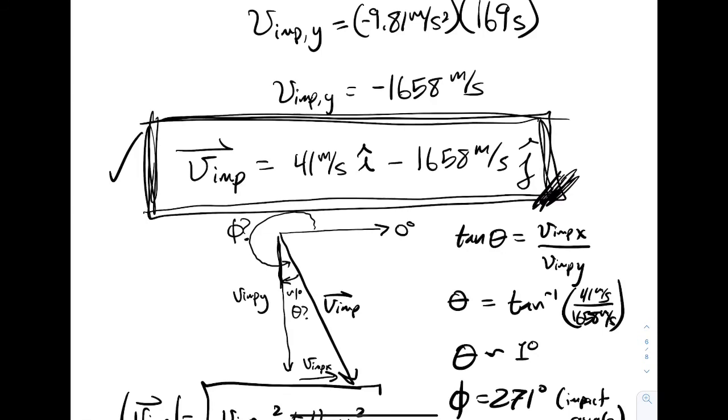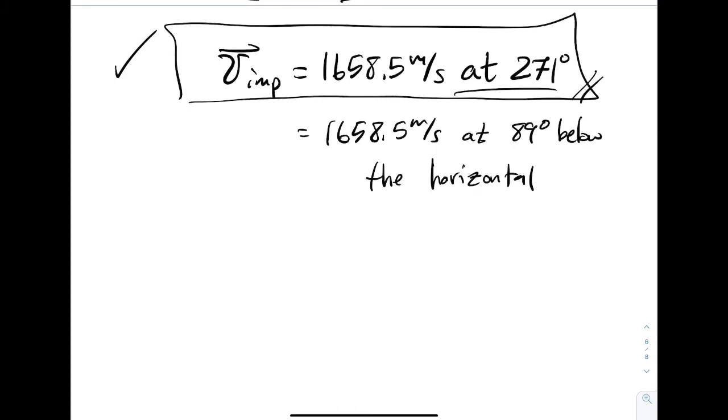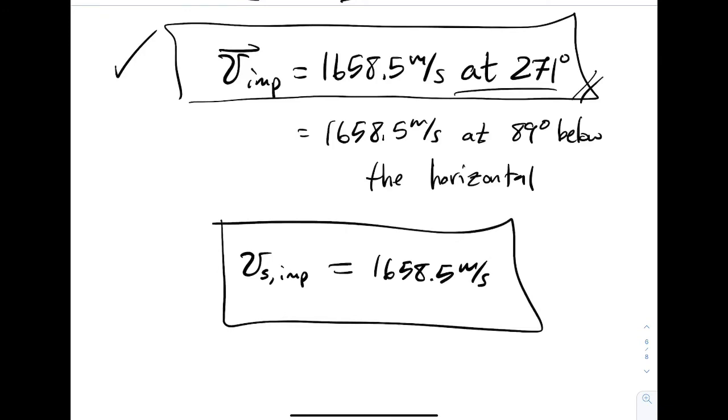So I personally like to use the IJ notation. I think it ends up being a little easier, especially with our toolbox. But if you really end up liking magnitude and direction, you can always solve and show this. The important thing is that you always show direction when you talk about a velocity. If I asked you for an impact speed, V speed impact, that would just be the 1658.5 meters per second with no direction, because that's speed.